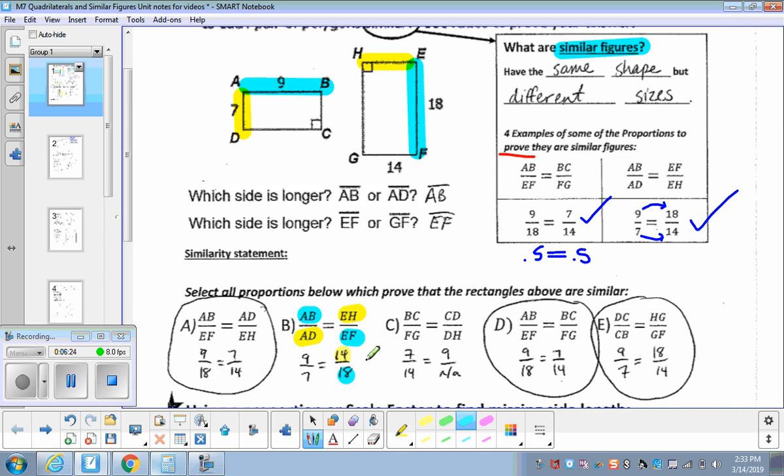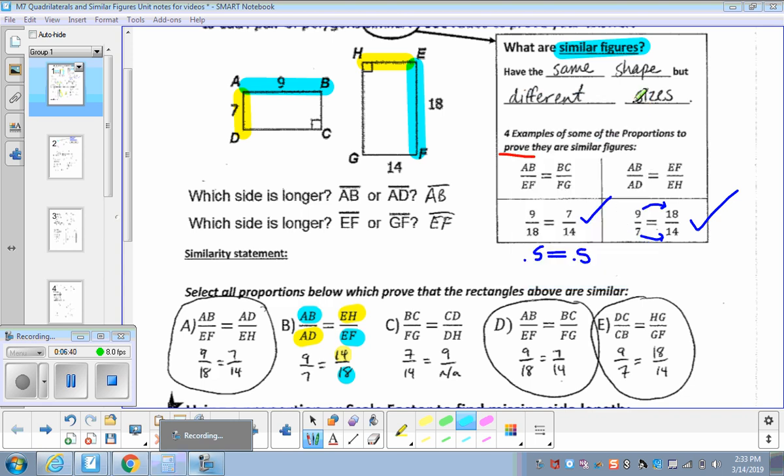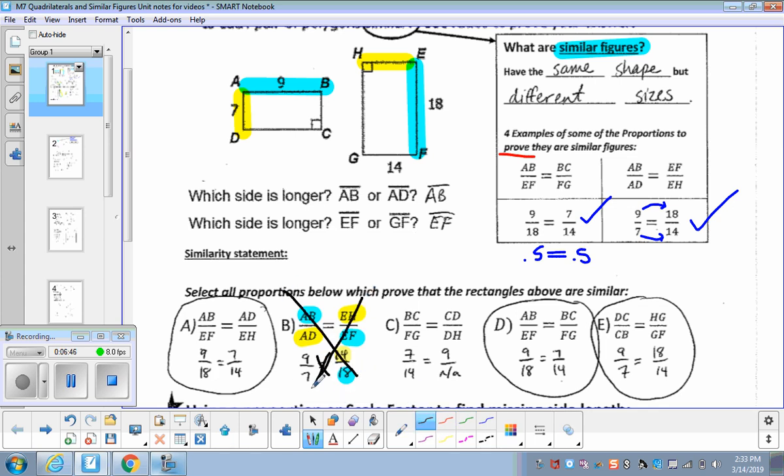And right here, mathematically, it's not going to be the same. If we cross multiply 9 times 18, we get 162. Now I'm going to do 14 times 7. I don't get 162, so we know that these fractions are not equal to each other, so this does not prove that these are proportional.